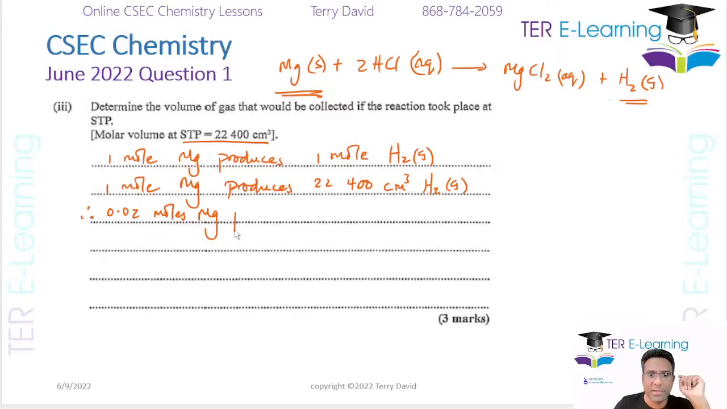Mg produces, right? And I'm going to cross multiply again. So it's going to be 0.02 multiplied by 22400 all over 1. And when I work this out, that's the answer there. So 0.02 multiplied by 22400, and I'm going to get 448 cm3. And that's it there for 3 marks.